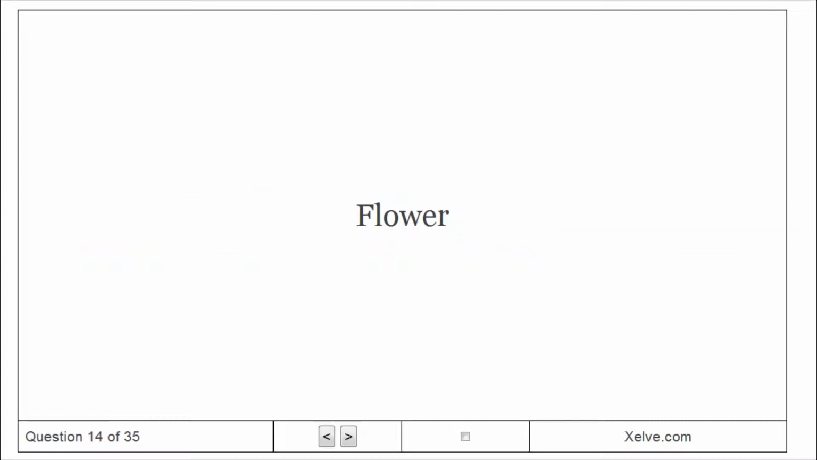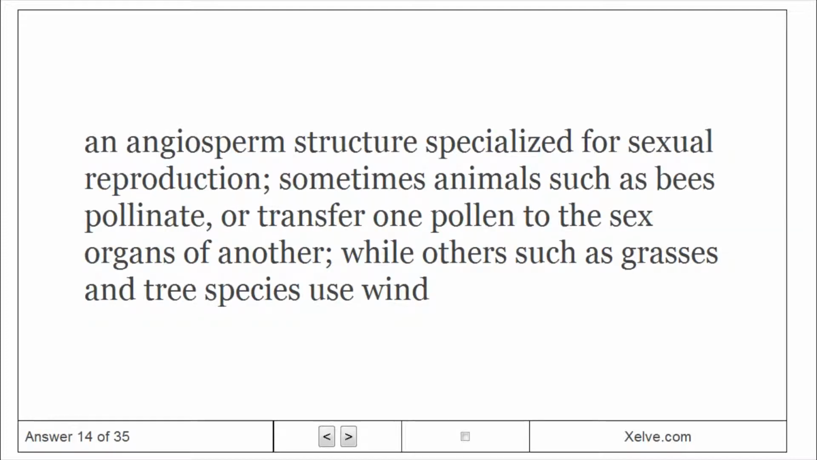Flower. An angiosperm structure specialized for sexual reproduction, sometimes animals such as bees pollinate or transfer one flower's pollen to the sex organs of another, while others such as grasses and tree species use wind.